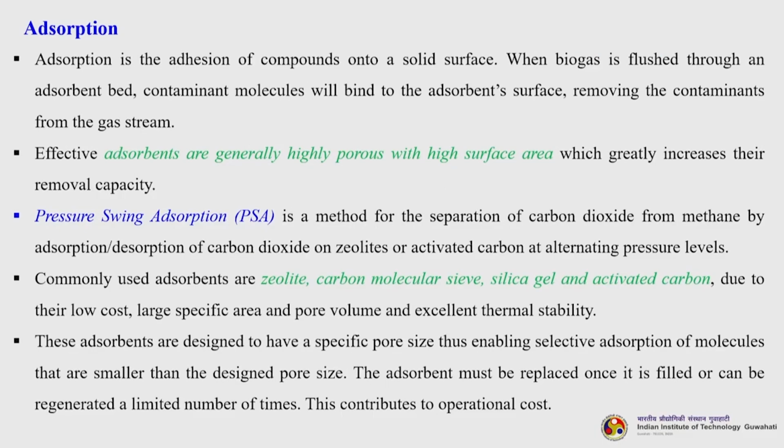Next is adsorption. Now, adsorption is the adhesion of compounds onto a solid surface. When biogas is flushed through an adsorbent bed, contaminant molecules will bind to the adsorbent surface, removing the contaminants from the gas stream. Effective adsorbents are generally highly porous with a high surface area, which greatly increases their removal capacity. Pressure swing adsorption is a method for the separation of carbon dioxide from methane by adsorption-desorption of carbon dioxide on zeolites or activated carbon at alternating pressure levels.